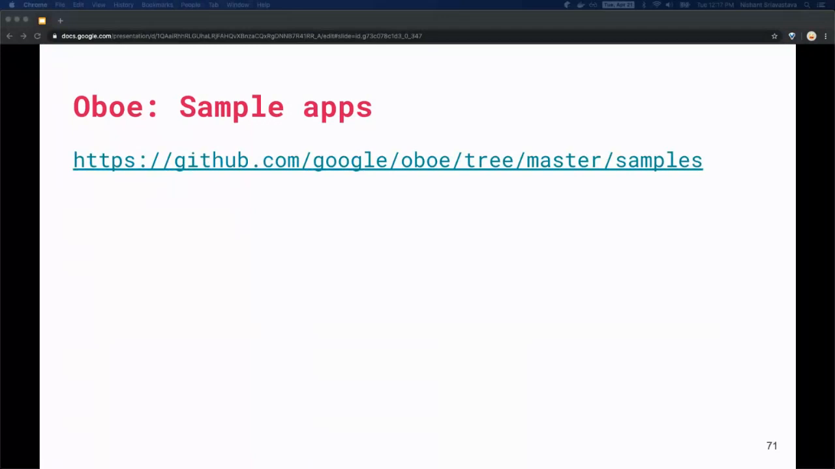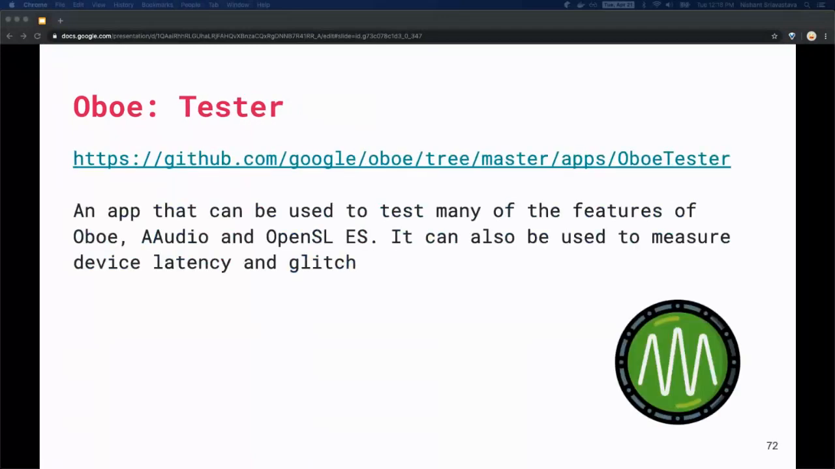And I will probably try to demo one at the end of my presentation for other people that I have on my phone. Oboe also suggests using a tester app that they have in the repository. It allows you to test against your device and figure out the device latency and glitches. It is just a way of testing things. It helps to debug Oboe problems or any other problems you would have. It's a good tool to have in your toolset.